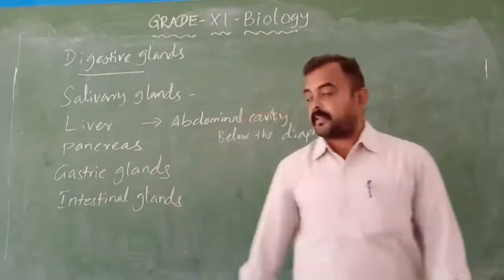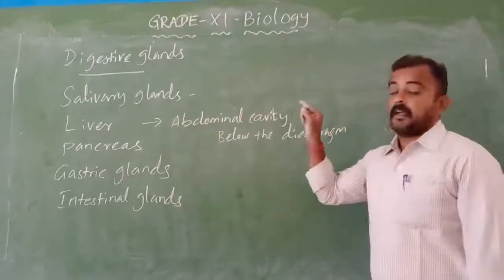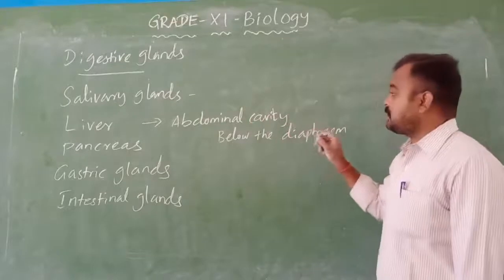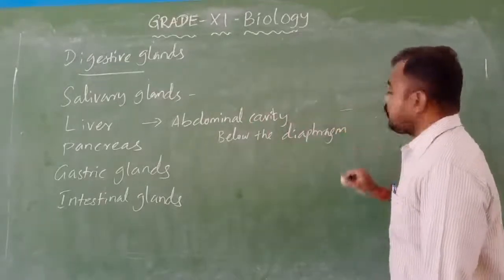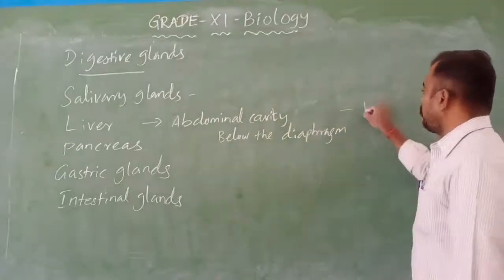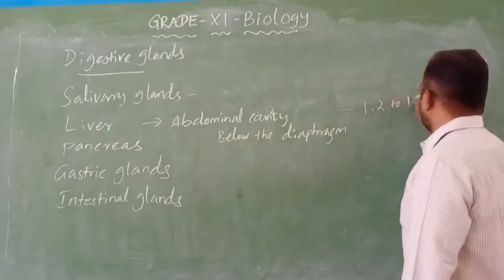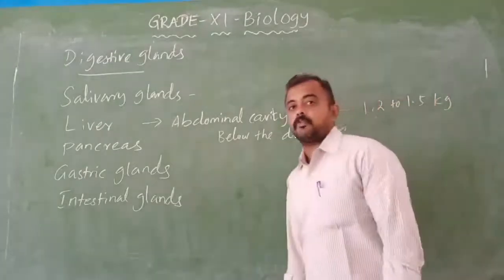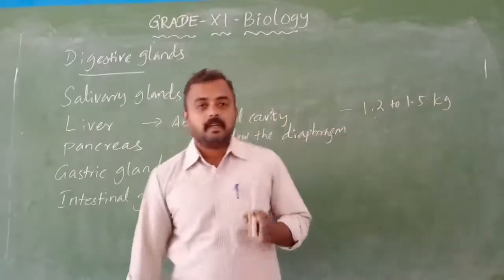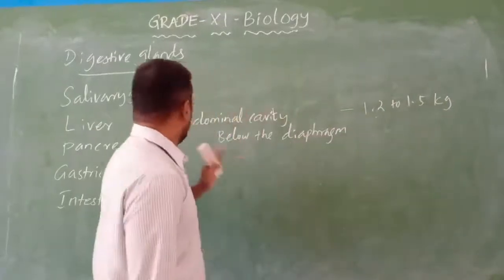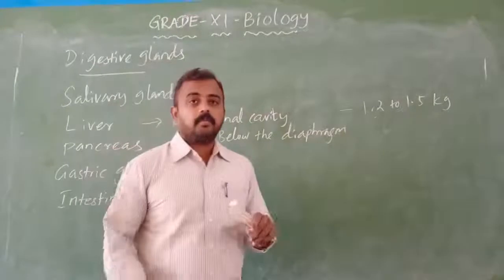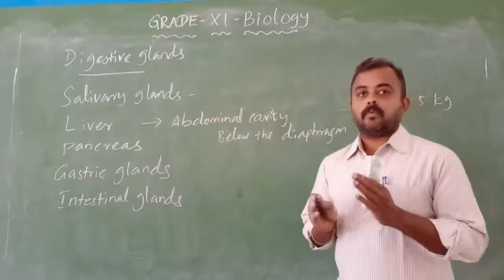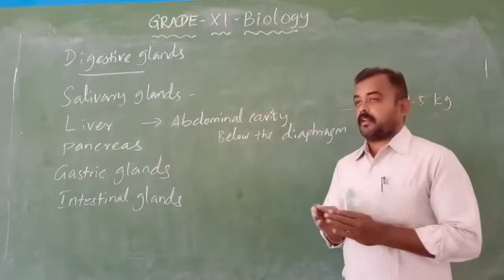It is the largest gland in our body. The weight is what? 1.2 to 1.5 kg. Here in the liver we have two lobes.